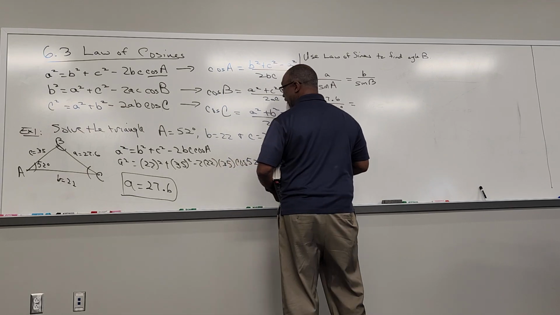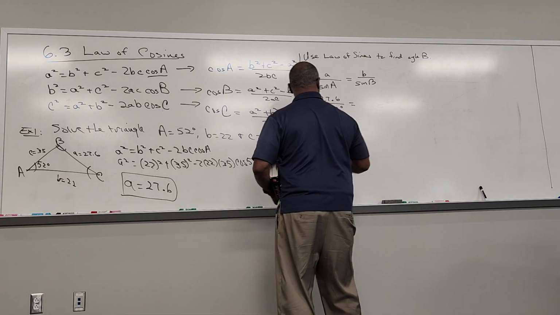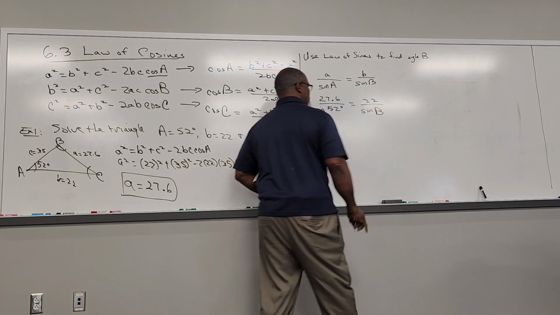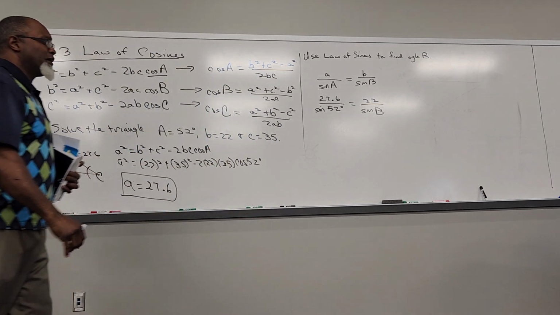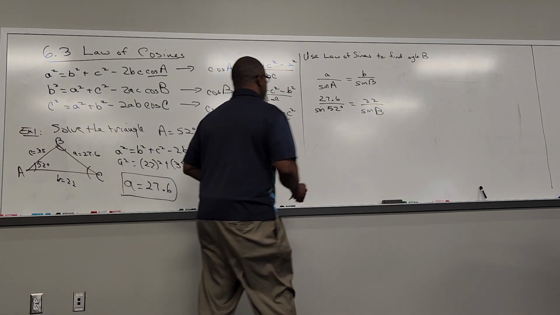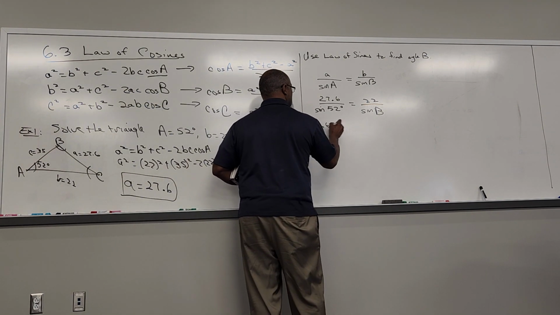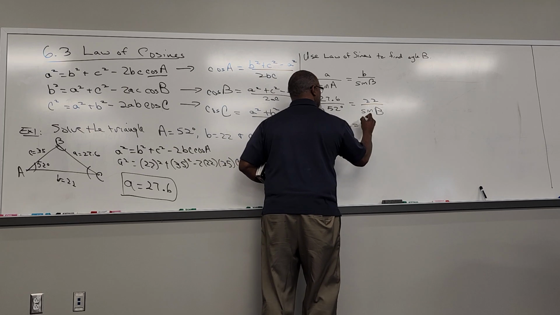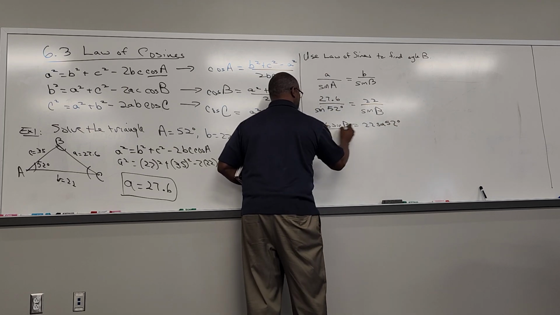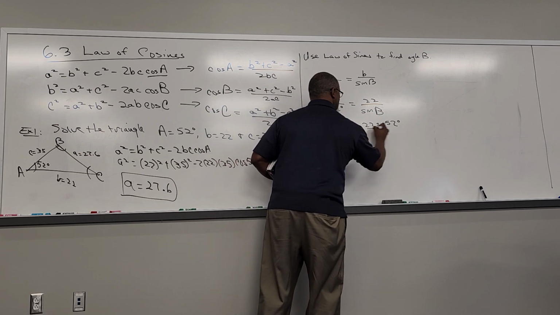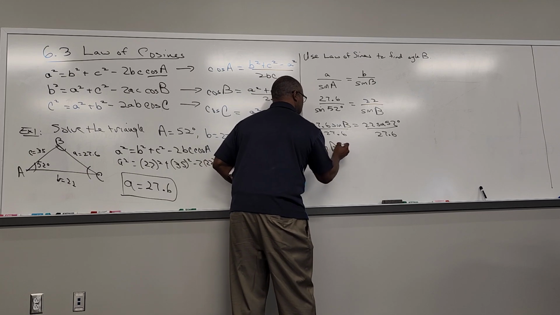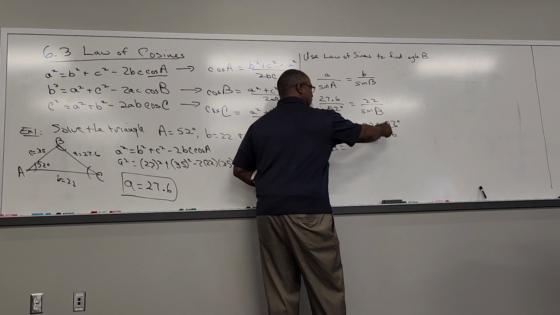That is equal to side B. We know what side B is, it's 22, over the sine of angle B. I don't know angle B, so I'm just going to write it out. Cross multiply, and then divide both sides by 27.6. And you'll get the sine of B is equal to, and do that math.